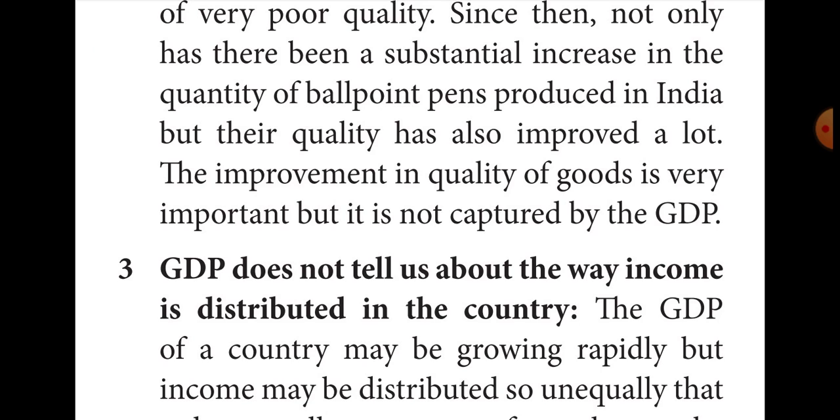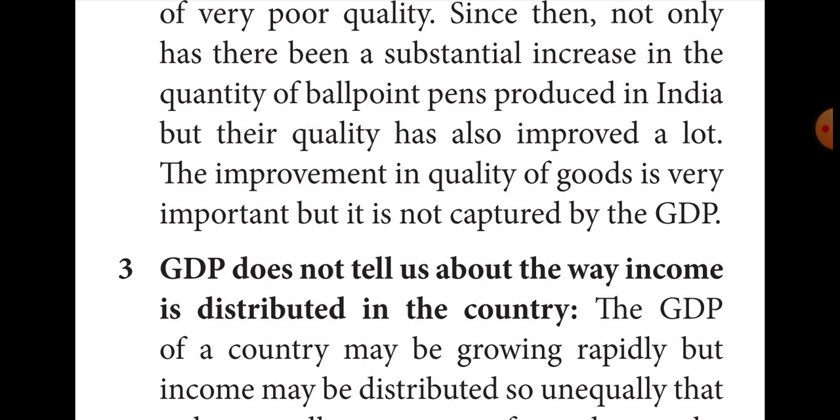Then the third one is that GDP does not tell us about the way income is distributed in the country. It won't give the details of how the income is distributed. For example, the GDP of a country may be growing rapidly, but income may be distributed unequally, so that only a small percentage of people get benefited from the distribution of income in one country.